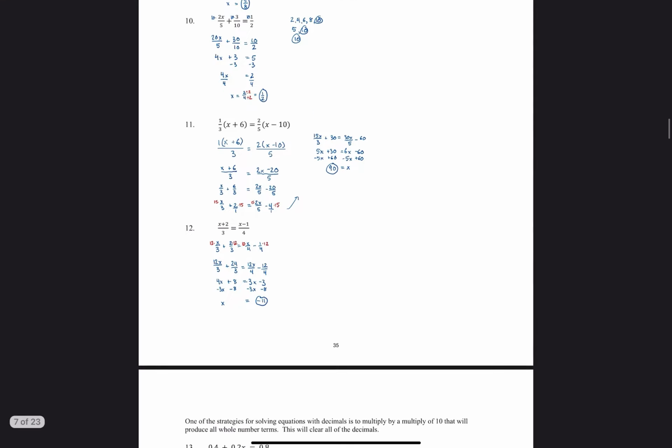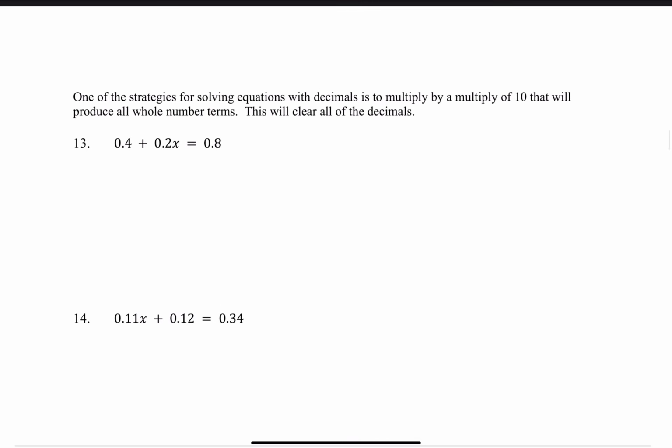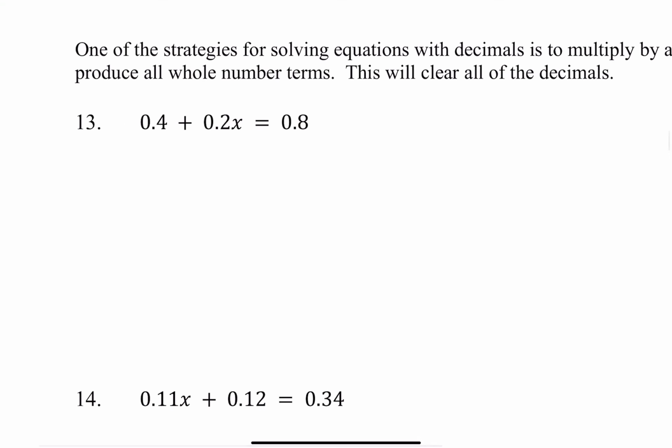Now, the last thing that we're going to look at right here is one strategy for solving equations with decimals, which is to multiply by a multiple of 10, so that it will produce all whole number terms. This will clear out the decimals. So you could go ahead and just work with the decimals as well, but I'll go ahead and illustrate the example mentioned in the directions above. And then I'll just do one directly with 14.